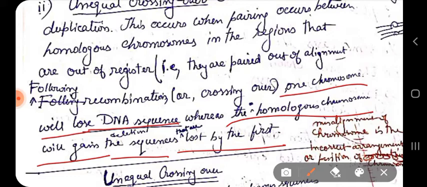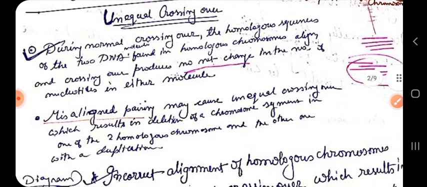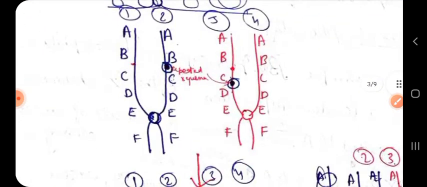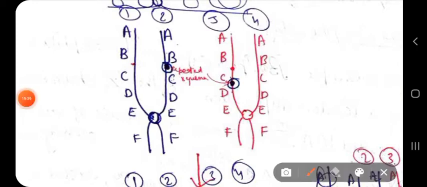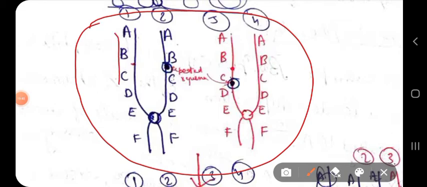So by figure, by diagram, I think you will be able to understand. Okay, I'm going to the diagram first. If you're not able to understand, then I will go with my diagram. I will draw it here. So as you can see, these are the two homologous chromosomes having the same sequences.